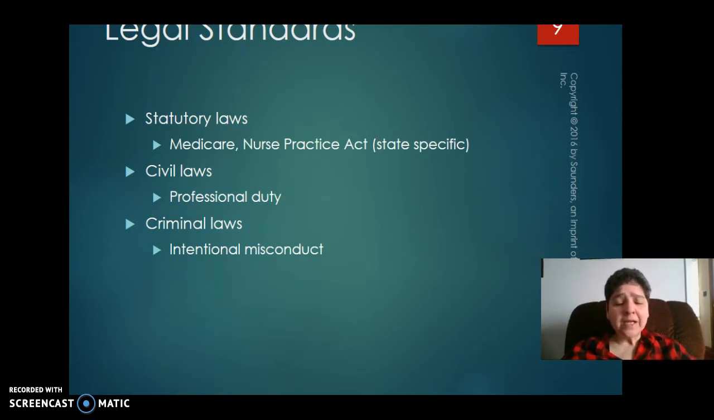And then the last one is criminal laws. And these are reserved for cases where there is intentional misconduct or a serious violation of our professional standards of care.